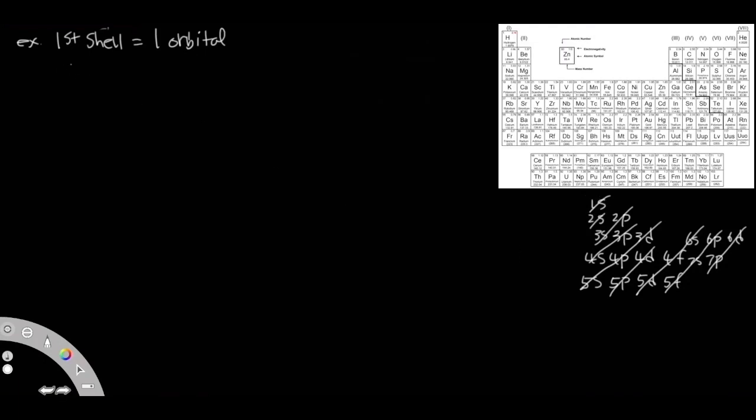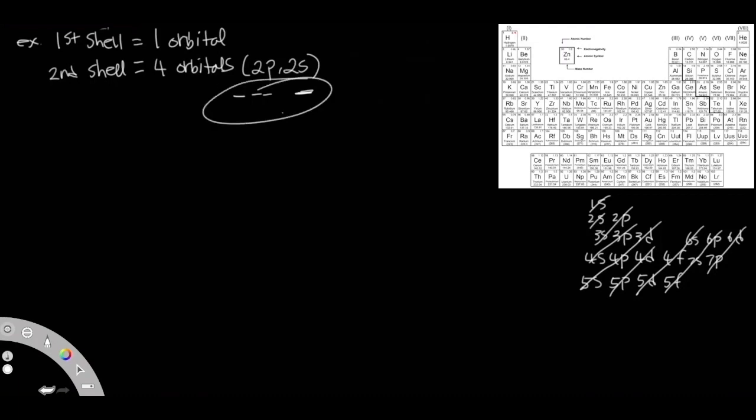But in our second shell, a little bit different, right? We now have 4 orbitals. Why is this the case? Well, let's put in brackets here. What do we see for our second shell? We have our 2s and we have our 2p. And remember, the s has 1 orbital, but the p's can have up to 3. So if you add these all up, it gives you 4, like in the previous example we did.